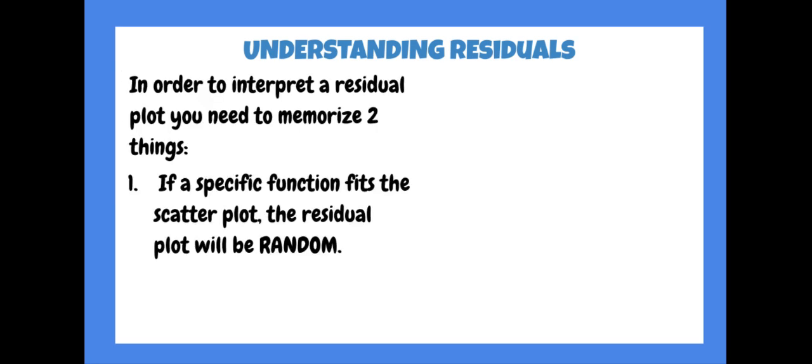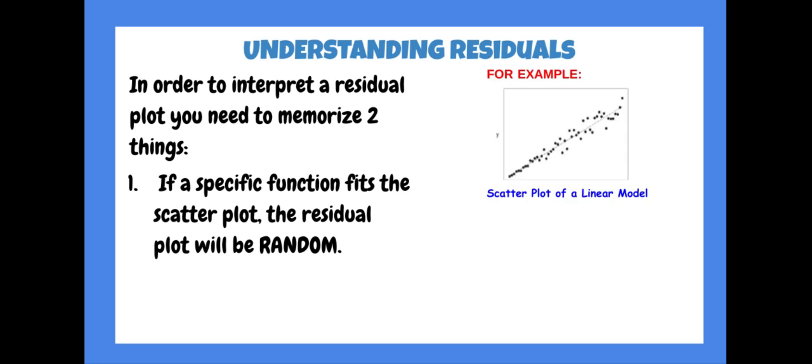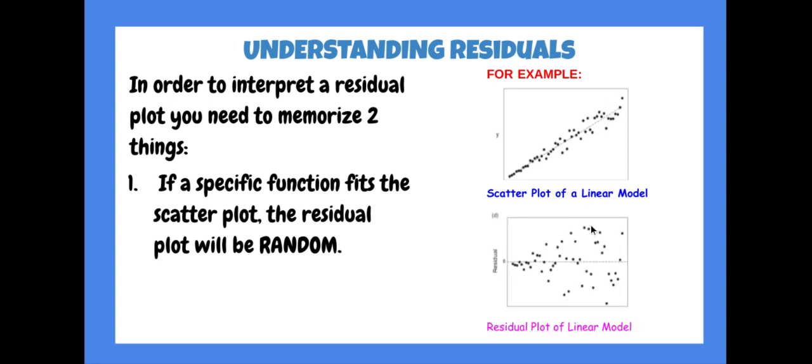So in order to interpret residuals, you need to memorize two things. If a specific function fits the scatter plot, the residual plot will be random. So for example, this is a scatter plot, and we're using a line to best represent the data. And when we use that line, you'll notice it does look like a pretty linear scatter plot. When we actually calculate all the residuals and plot them, the residual plot is pretty crazy and scattered and random. Fine, great. That's something you have to remember. The residual plot will be random since this line best represents it.